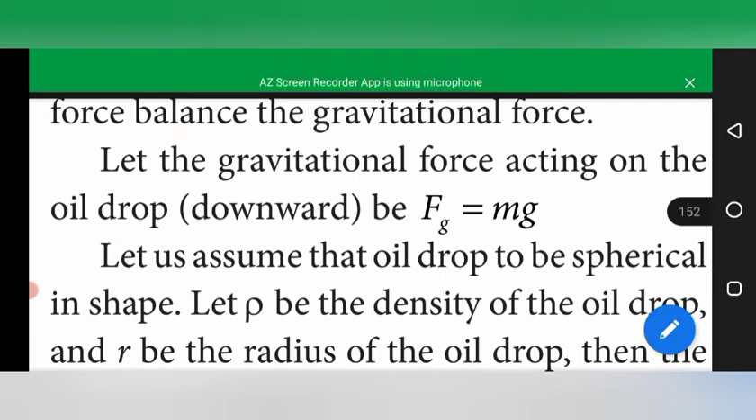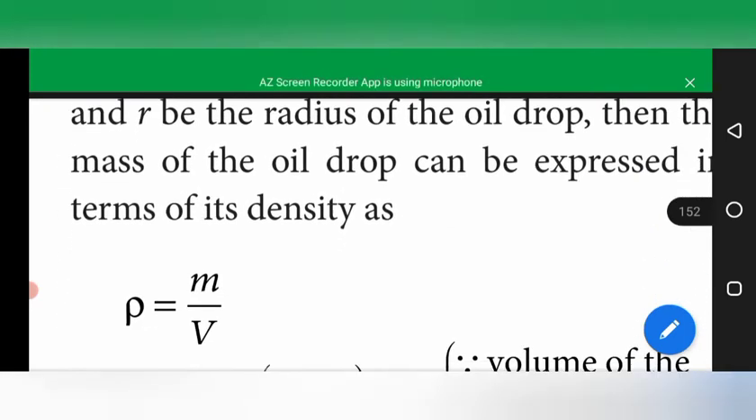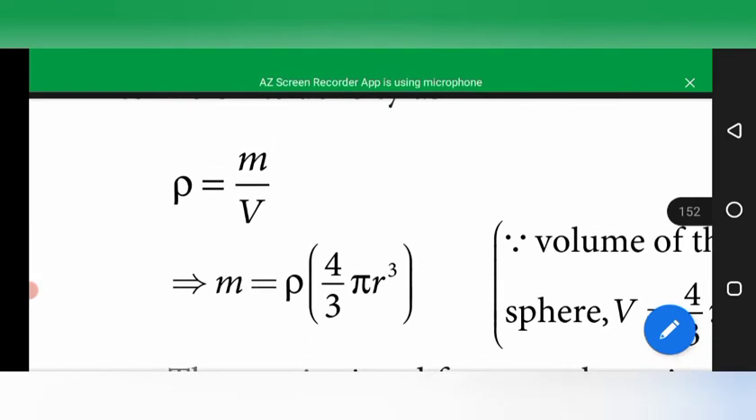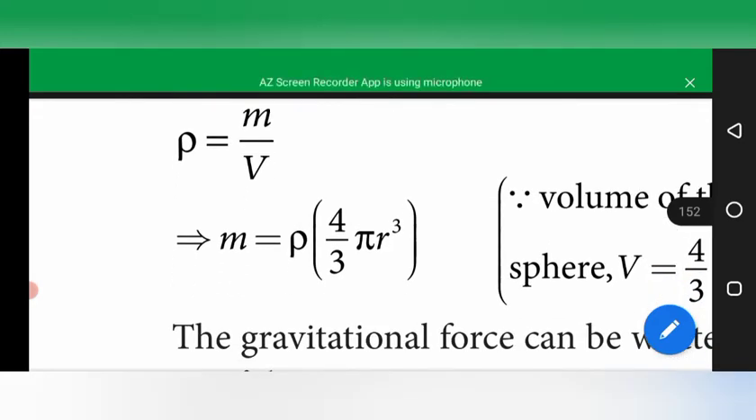So now let's find out the m value with the help of the density value. You know that density rho is equal to mass by volume. So we have to find the mass value, that is m is equal to rho into V. Here the sphere can be used. The volume of the sphere is 4 by 3 pi r cube. Substitute that value and finally you get the m value. So m is equal to rho into 4 by 3 pi r cube.